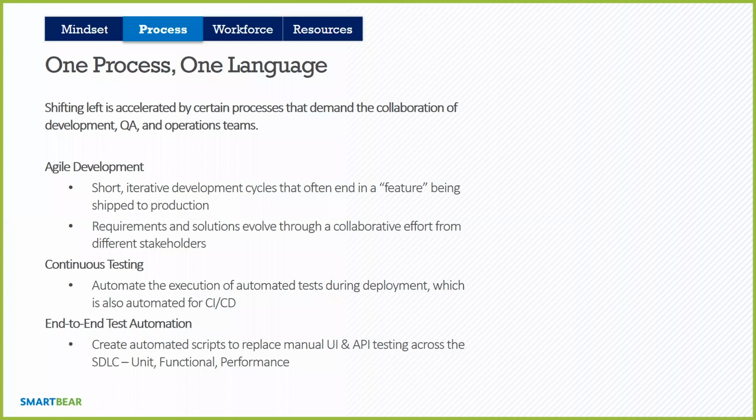So when it comes to agile development, I believe one of you guys were talking about this earlier, but agile development really is this short iterative development cycles, and you kind of end with the feature being shipped in the end. But the reason why agile development is successful is because it evolves through a collaborative effort from the different stakeholders, and that's going to be really key. Kind of like speaking back to that collaboration aspect of shifting left in general.